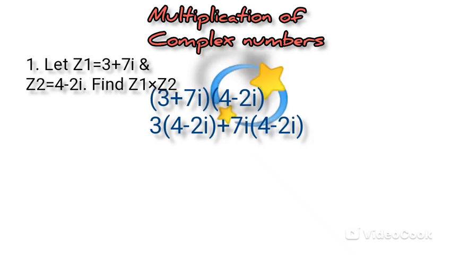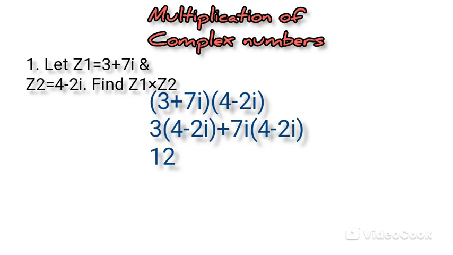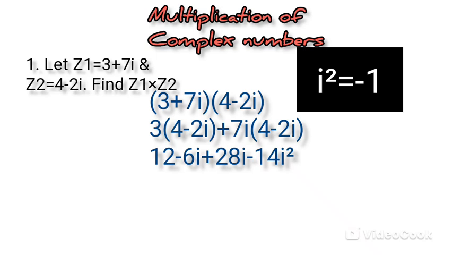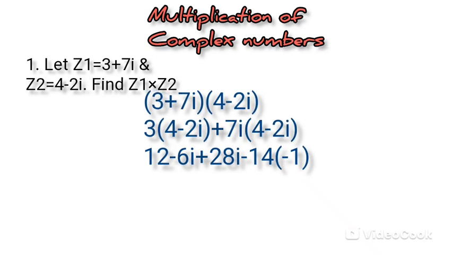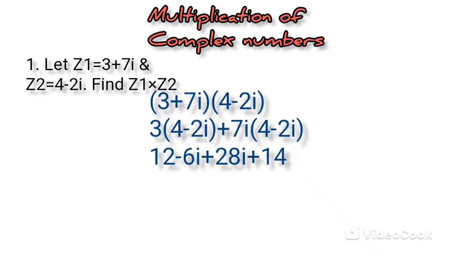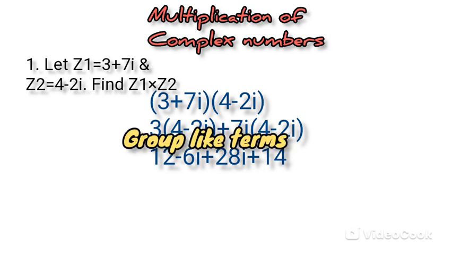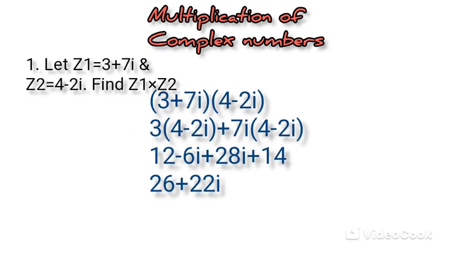in that bracket. Okay, 3 multiplied by 4 is 12, 3 multiplied by negative 2i is negative 6i, 7i multiplied by 4 is equal to 28i, while 7i multiplied by negative 2i is equal to 14i squared. Okay, we know that i squared is equal to negative 1, so that's going to give us 14 multiplied by negative 1, which is going to give us a positive 14. Group all the like terms, and we're going to have 26 plus 22i as our final answer.